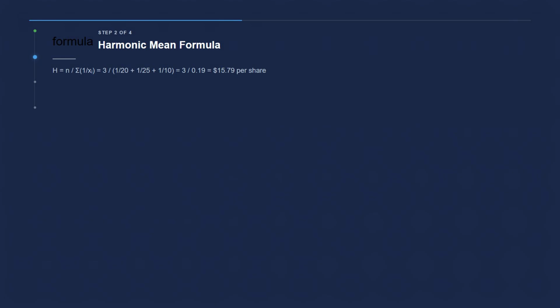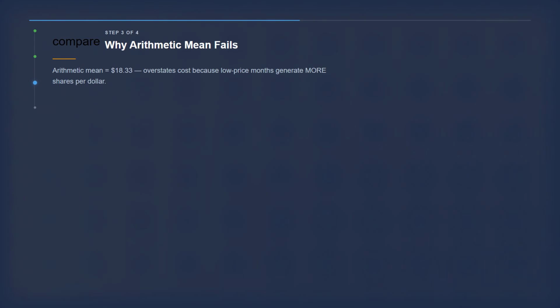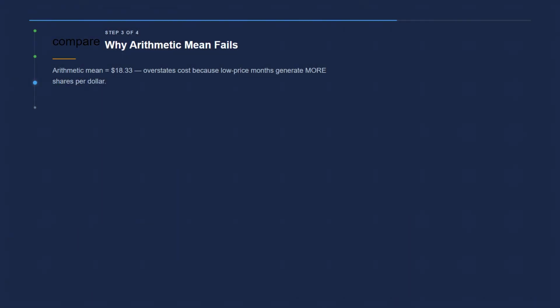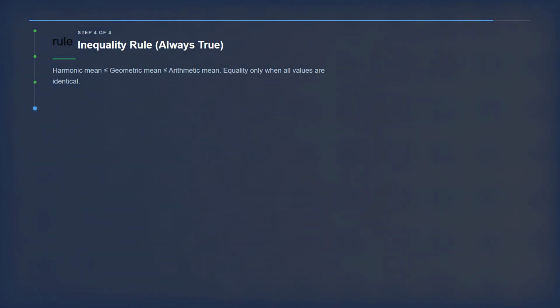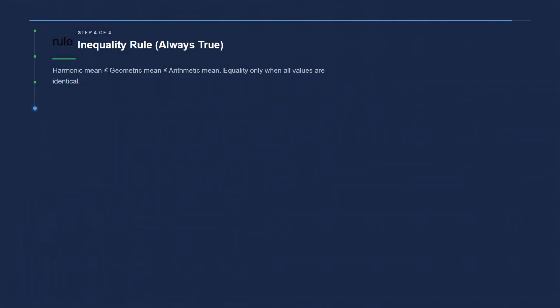The arithmetic mean of prices is $18.33. But how much did the investor actually pay per share? Divide total dollars by total shares. 3,000 divided by 190 shares equals $15.79. Harmonic mean formula: n divided by the sum of 1 over each price. 3 divided by 0.19 equals 15.79. Exact match. The trigger phrase on the exam is always equal dollar amount. Equal dollar amount equals harmonic mean. Every time.